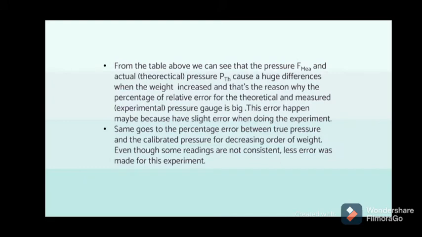From the table above, we can see that the actual and theoretical pressure show huge differences when the weight increases, and that's the reason why the percentage of relative error between the theoretical and measured pressure gauge is big. This error happened maybe because of slight errors when doing the experiment. The same goes for the percentage error between true pressure and calibrated pressure for decreasing weight. Even though some readings are not consistent, little error was made in this experiment.